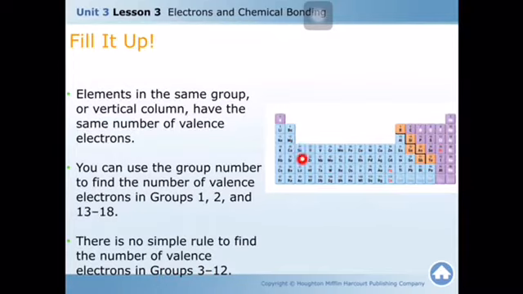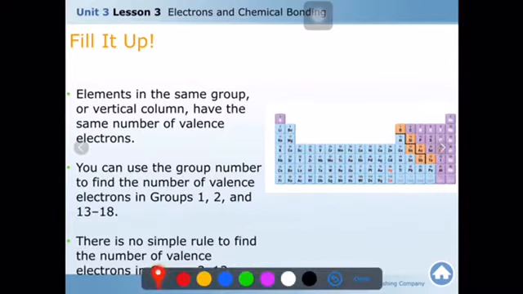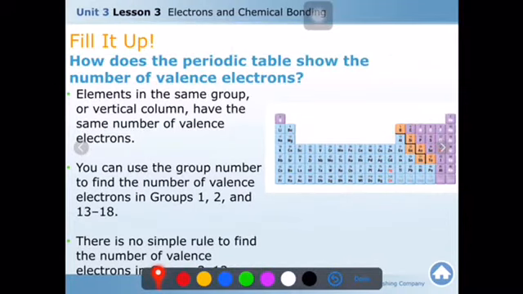From the third group to the 12th group, there is no simple rule. You have to calculate one by one for each element. But you are not responsible for finding those elements, although it is easy to find. You are not supposed to find it. Okay, let me find one example for you.